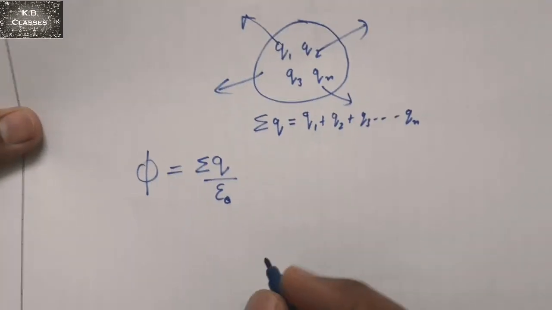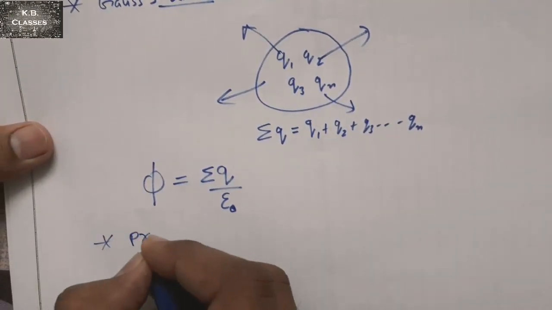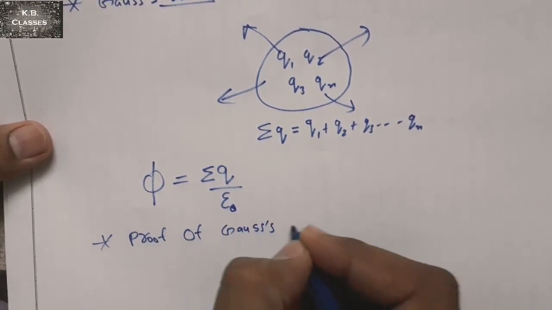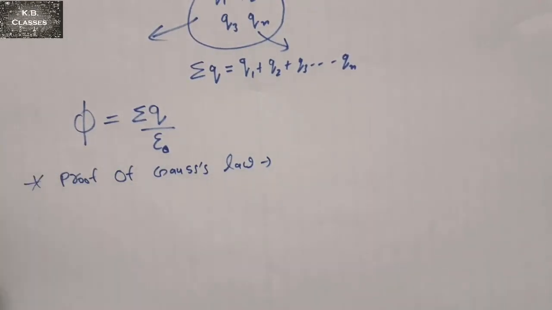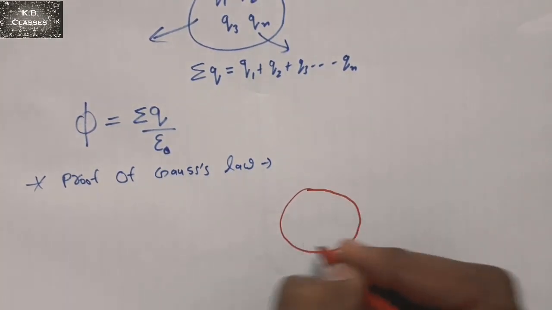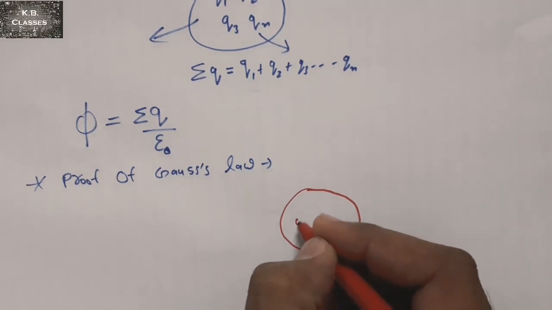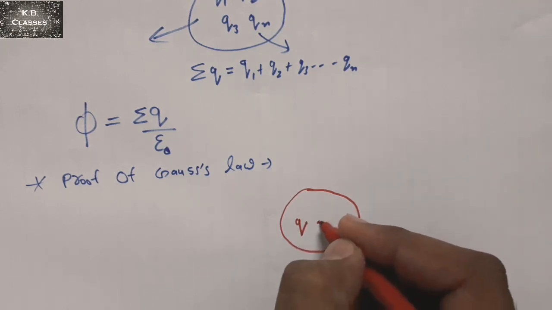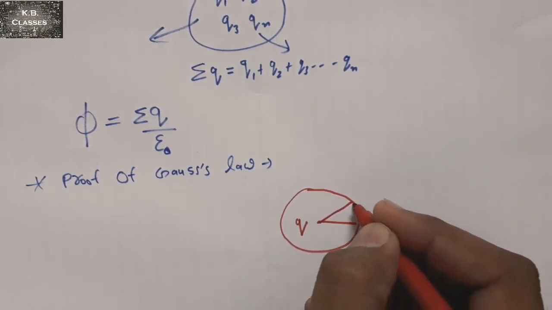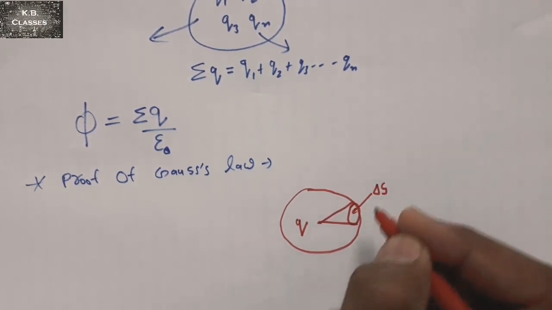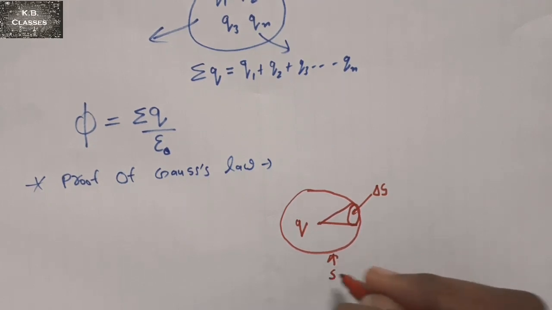Okay, so now we understand the proof of Gauss law. For this we assume a closed surface. It is a spherical surface. Assume it includes only charge q. Now we assume a small portion of it. It is a conical shape. This small area we represent by delta s and the total area we represent as s.